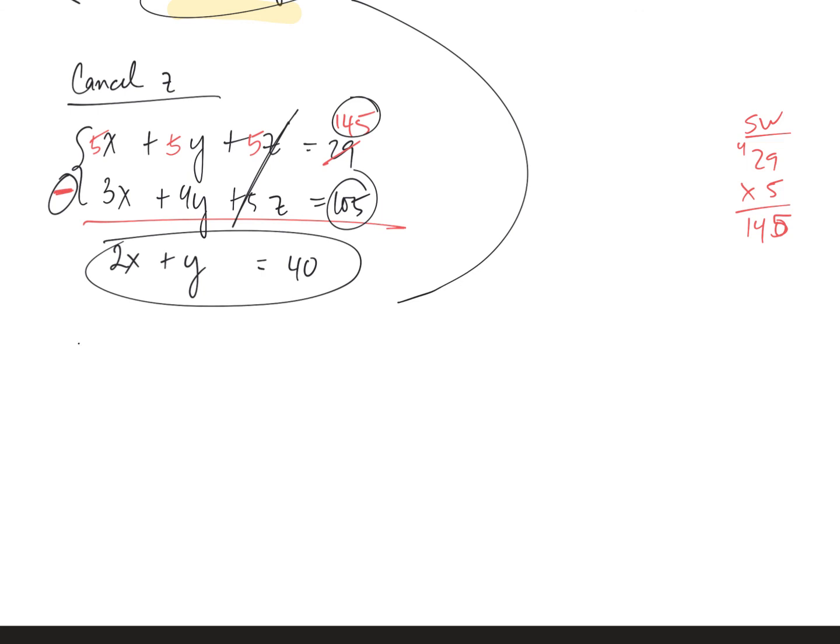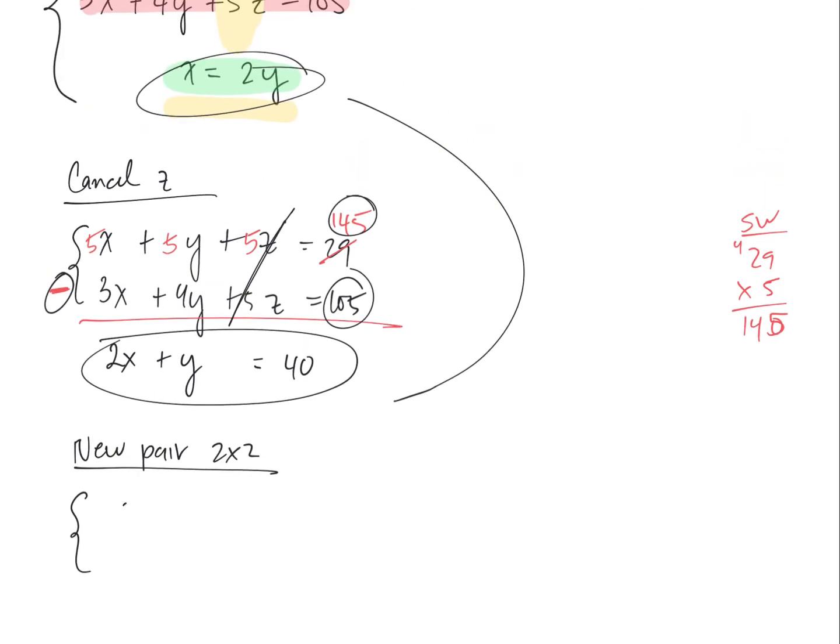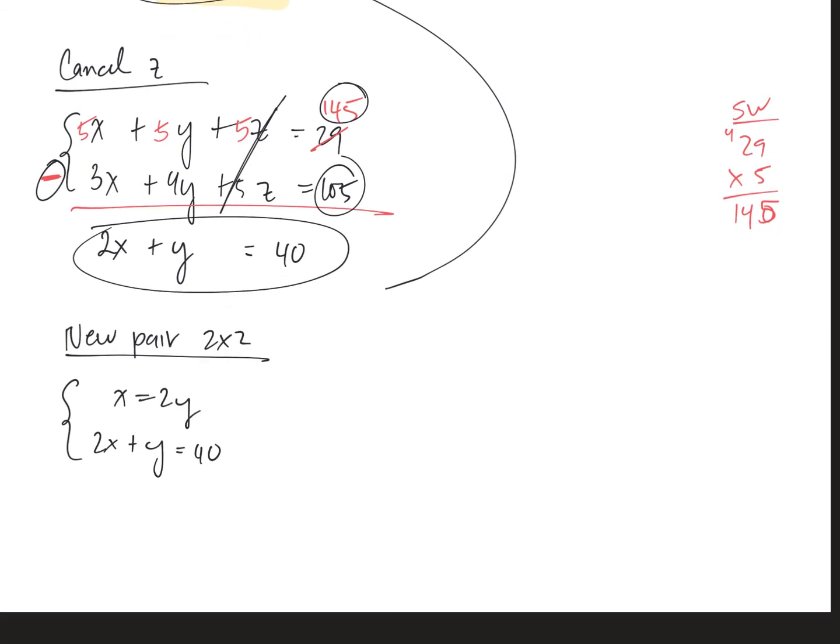So let's see the new pair for the 2 by 2 system. We have x equals 2y and 2x plus y equals 40. Now this looks like it's perfectly set up for substitution, so I'm going to go ahead and do that. I'll sub x equal to 2y, because I know x is equal to 2y. I'll sub that into this equation here and solve. So 2 times 2y plus y equals 40.